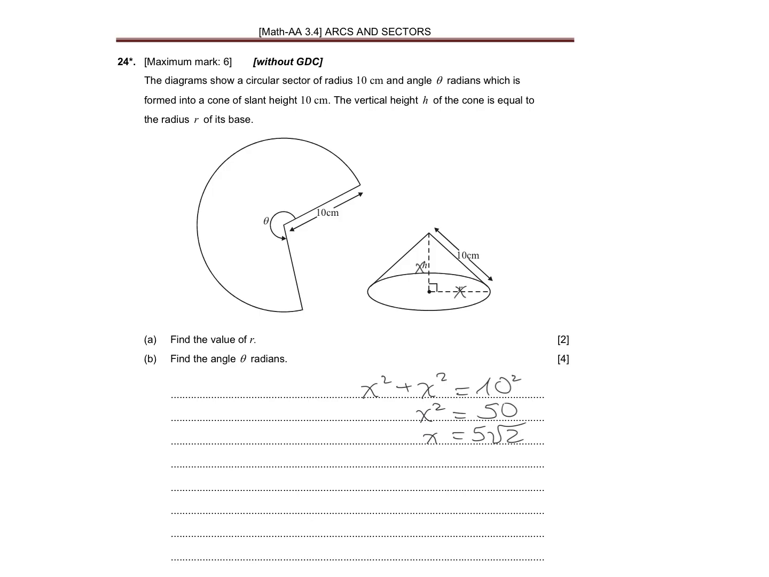Find the angle theta in radians. So if we have that x is 5 root 2, this circumference here, so 2 pi r, is going to be this. Okay, so 10 pi root 2 is that arc length, which is equal, the arc length is 10 theta. So theta is going to be pi root 2.